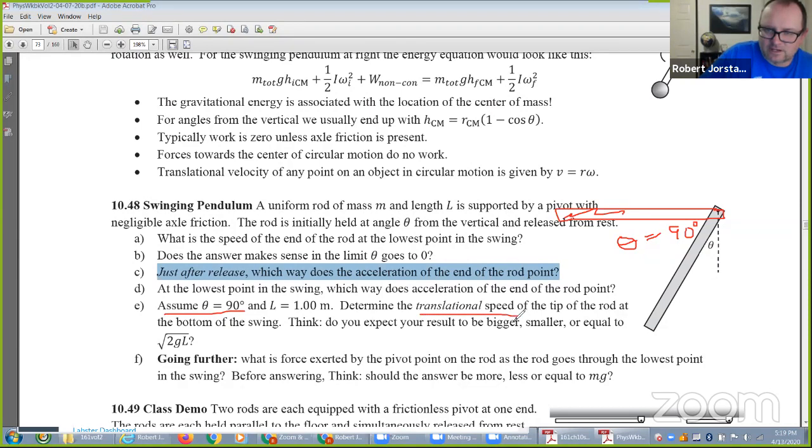So if I talk about translational speed, that's V, okay? And I guess one thing I could have done here is to make this match up, I could call this rotational speed. That's probably what I meant to say in the question and just left it out. So that's bad, but all right, whatever.